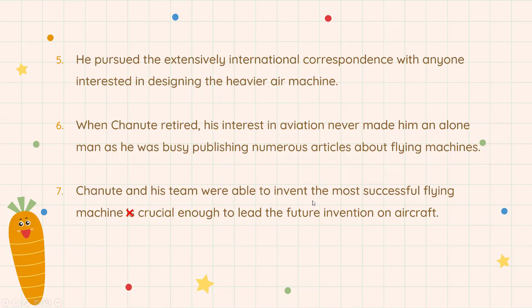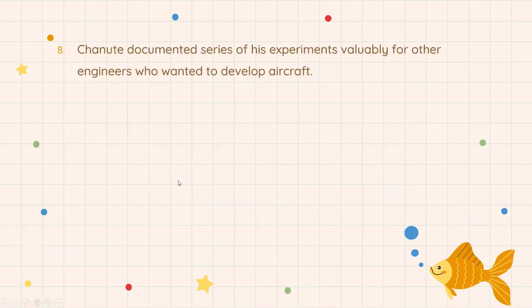Besides, there is here the most successful flying machine. This is the superlative attributive adjectives. That's why we can put the another adjective here as the post positive. Okay, the next. Number 8.